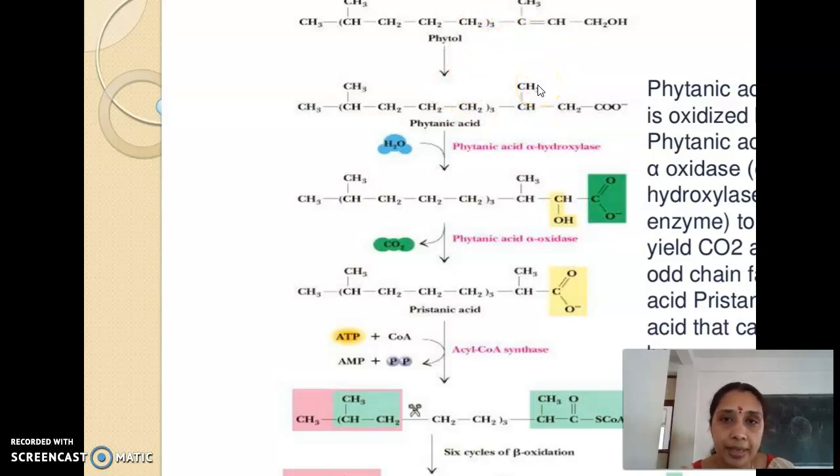Then this phytanic acid is converted into phytanoyl CoA. How? By the phytanoyl CoA synthetase enzyme. Phytanic acid is first converted into phytanoyl CoA by the synthetase enzyme with the consumption of one molecule of ATP, with the release of AMP and 2 molecules of inorganic phosphate. So this is phytanic acid.